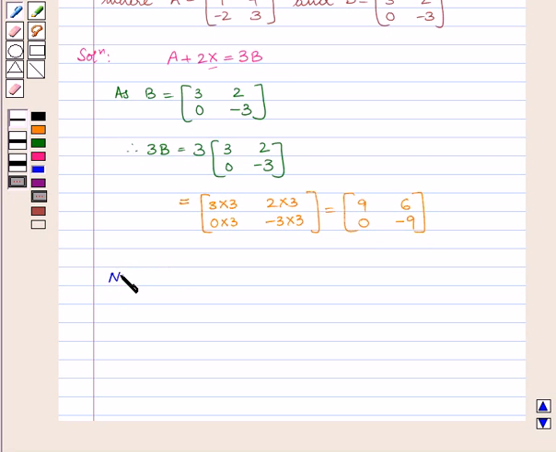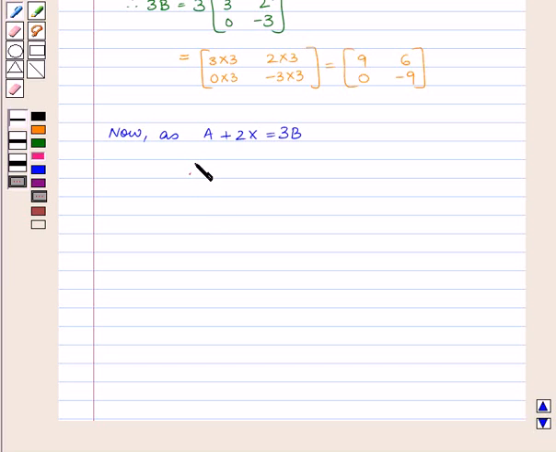Now, as A plus 2X is equal to 3B, therefore 2X is equal to 3B minus A. As 3B is equal to the matrix 9, 0, 6, minus 9, so we have 2X is equal to the matrix 9, 0, 6, minus 9, minus A, that is 1, minus 2, 4, 3.